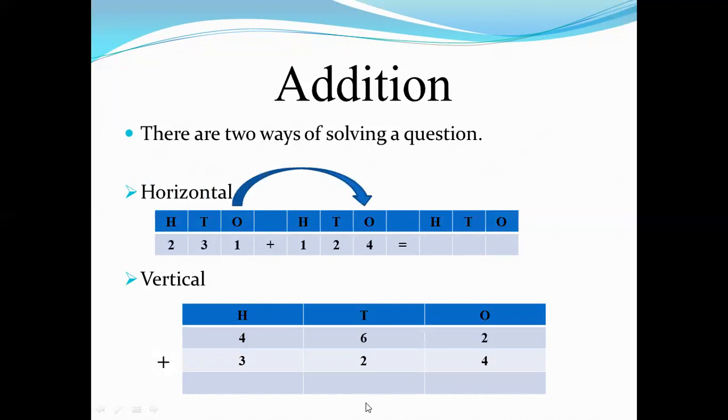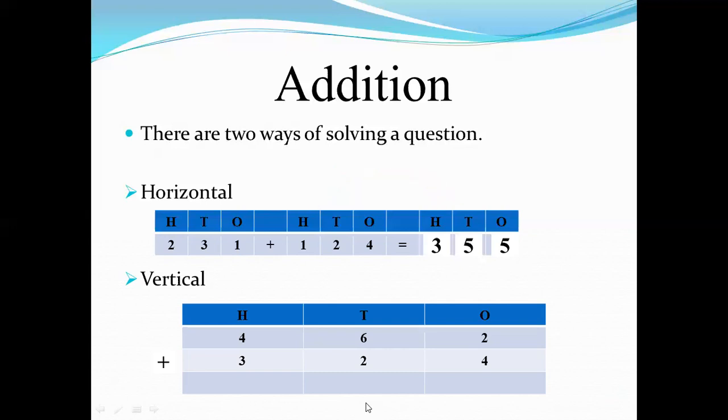Here we have 1 one and 4 ones. 1 plus 4 will make 5 ones. Then we will add tens. We have 3 tens and 2 tens. 3 plus 2 will make 5 tens. Then we will add hundreds. We have 2 hundreds and 1 hundred. 2 plus 1 will make 3. So here we have got the answer 355.